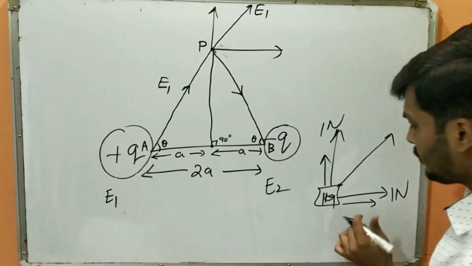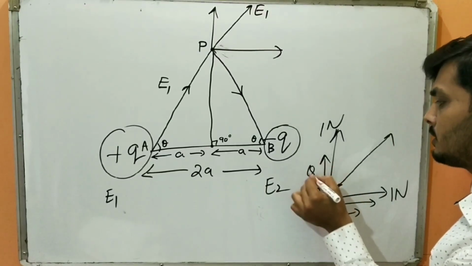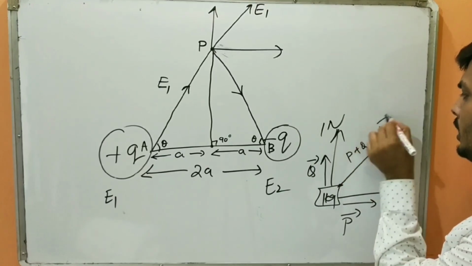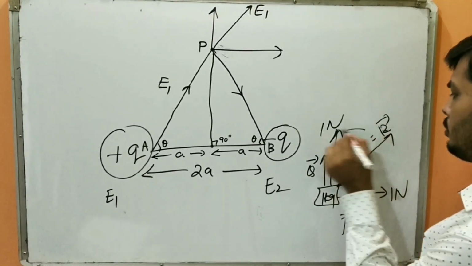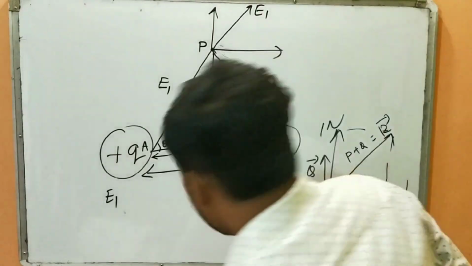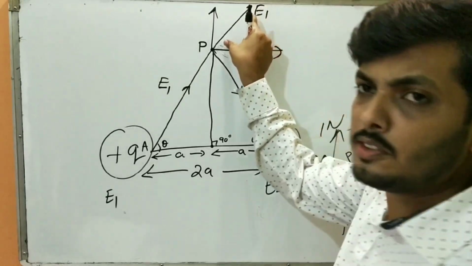So if you remember, in first year we have resolved the vectors. This is vector P and this is vector Q. Vector P plus Q gives you the resultant vector R. And when you draw, you get a rectangle or else a parallelogram. So similarly, this is the resultant. Now similarly you can look here, this is the resultant.